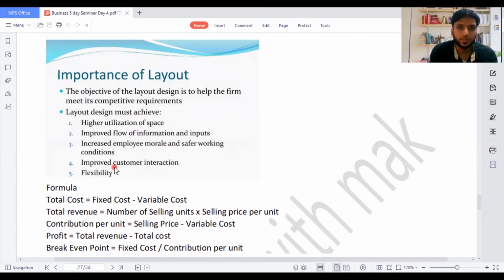So layout planning's main concern is using the place properly in a more effective manner, getting the maximum usage from the information and the inputs, and also increasing the level of people's morale. When the working condition is very easy for people to work, to move their things and resources here and there, then of course it takes very little time to produce what they want, and it gives them the satisfaction of producing it in a better way. Flexibility is also an important part of layout. Then we move on to the next part.